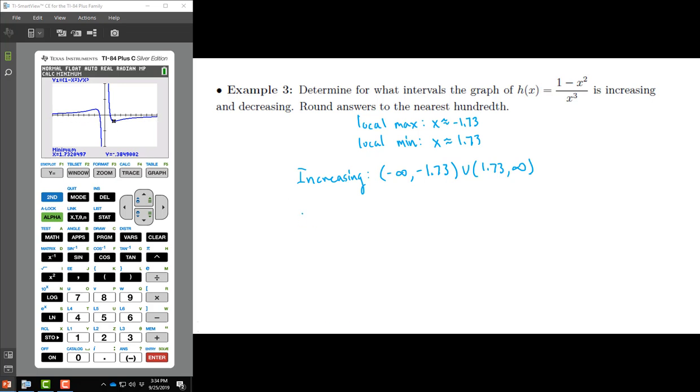Now decreasing, you might want to just say, oh, it's the rest of it between negative 1.73 and 1.73. Well, not so fast. It does start decreasing right after negative 1.73, but we have to stop it before it gets to 0, because we know that the function is not defined at 0. And then we can also see it is decreasing over here as well. But we had to interrupt ourselves at 0, so then we just pick things back up after 0 and go up to 1.73. And so there are our intervals of increasing and decreasing.